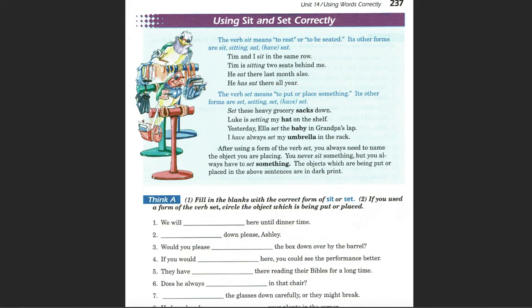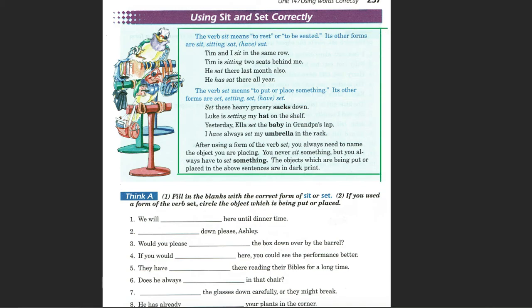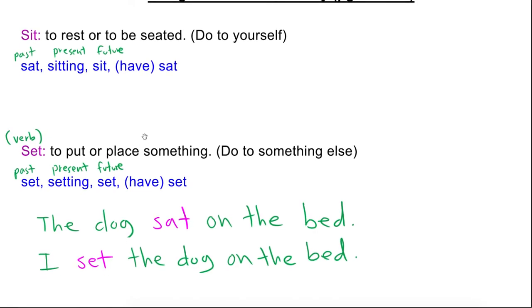Let's go over our homework. So this is just a summary of what I just talked about. Another really important thing you have to keep in mind for set is that in your sentence, if you're using set, you should tell the reader what you are setting down. So, I set the dog on the bed. You would need to have an object when you are using the word set. All right.